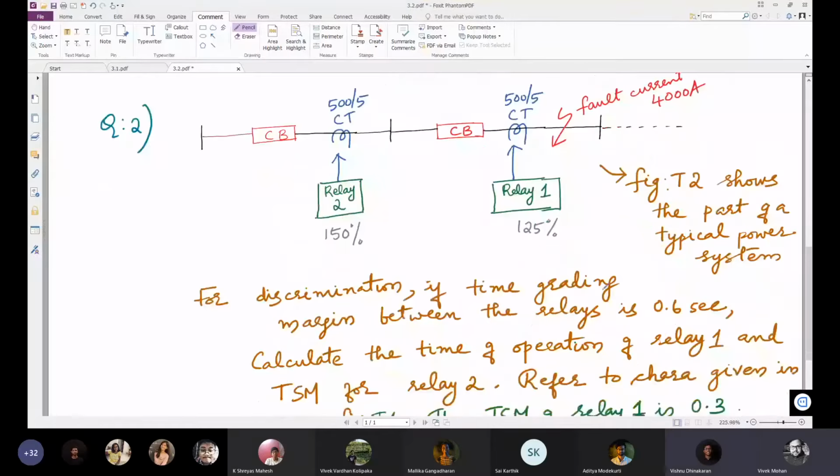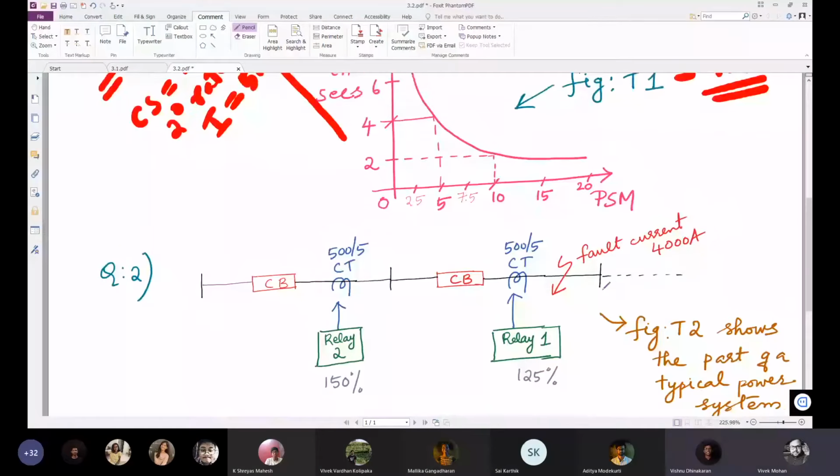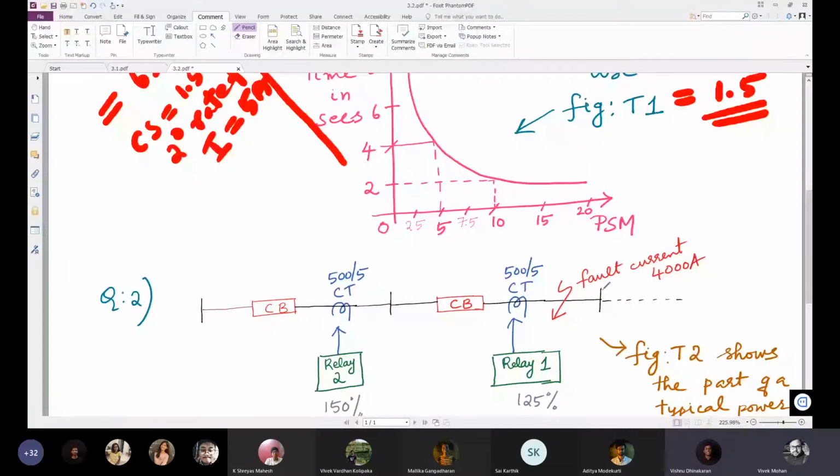Sir, can you show the graph, sir, for T1? Is it okay? Yeah.